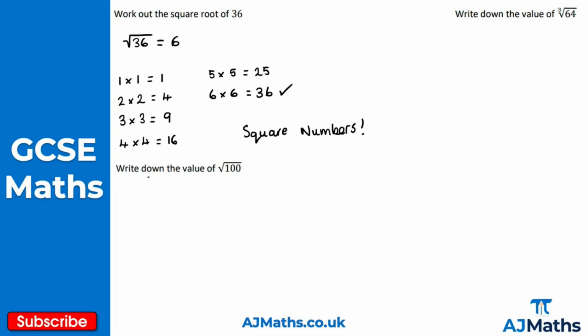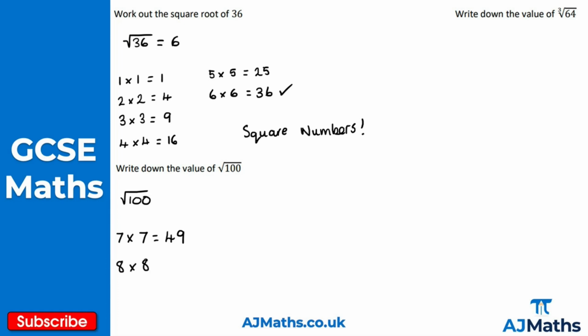Let's take a look then at the square root of 100 here. So write in the value of the square root of 100. Same idea again. So we're looking for the square root of 100. We just need to keep going. Now we've already done up to 6 times by 6 here, so 6 squared. Now if we keep going then, 7 times by 7, that would give me 49. So it's not 7. Let's keep going.